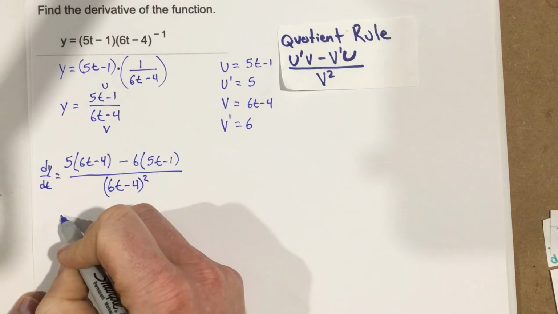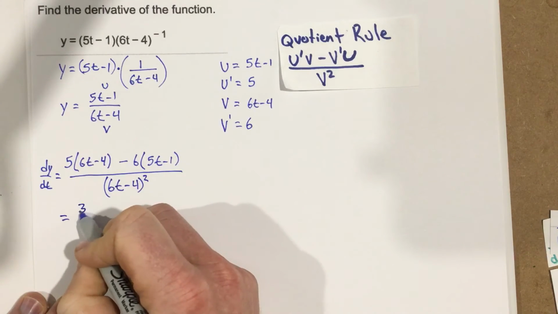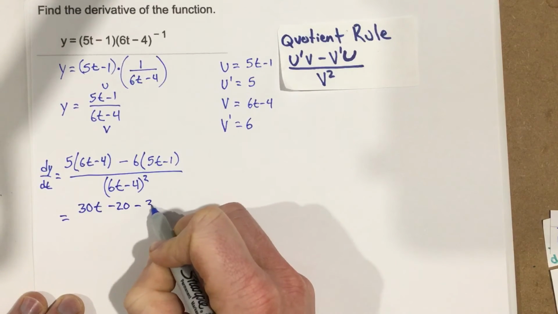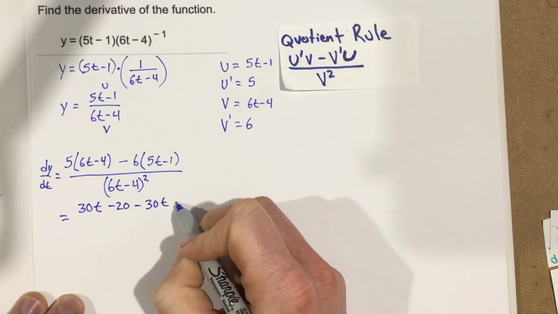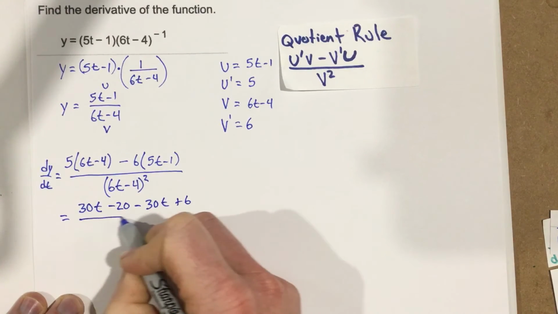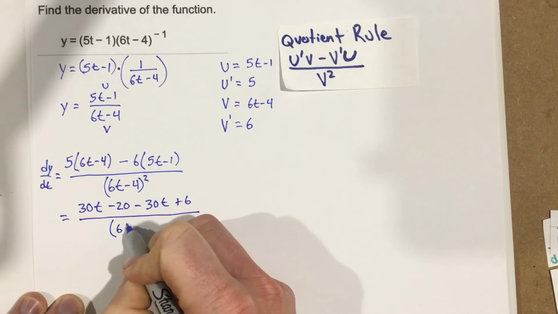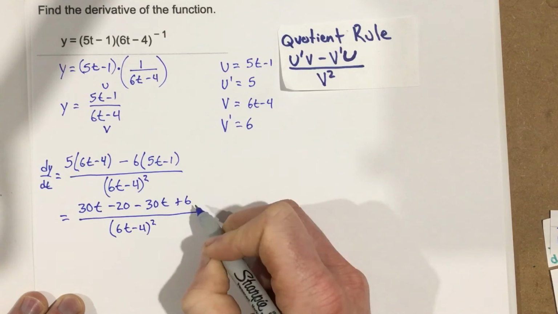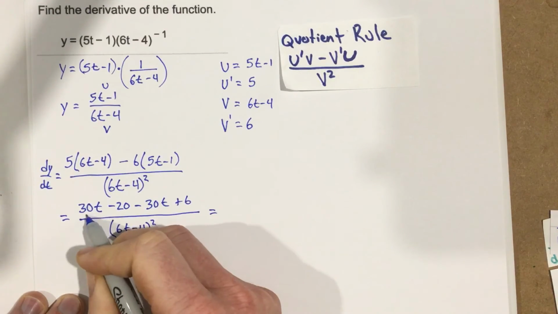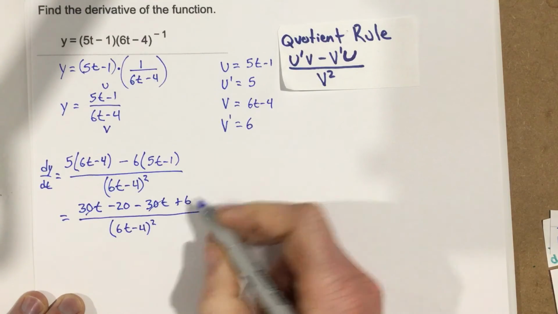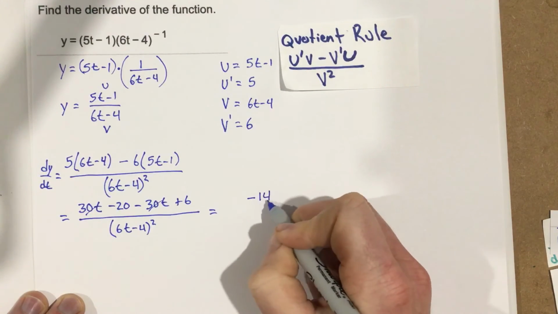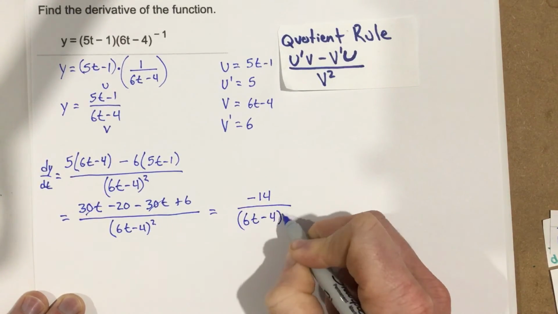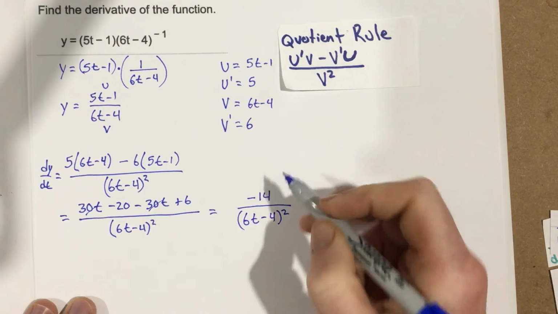When I do some distributing, I end up with 30t minus 20 minus 30t plus 6, all over (6t minus 4) squared. So when I combine some like terms together, this cancels. I'm left with negative 20 plus 6, which is negative 14, over (6t minus 4) squared, and that's as far as we can go with this problem. This is a simplified version.